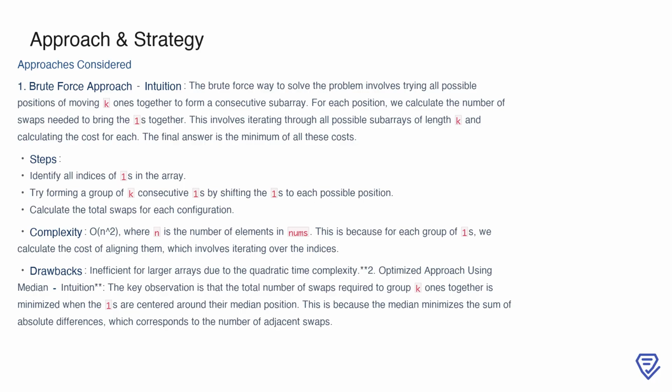It has a time complexity of n squared, where n is the size of the array. This inefficiency arises because we repeatedly calculate alignment costs for overlapping groups, making it unsuitable for larger arrays. This limitation motivates the need for a more optimized solution that avoids redundant computations.